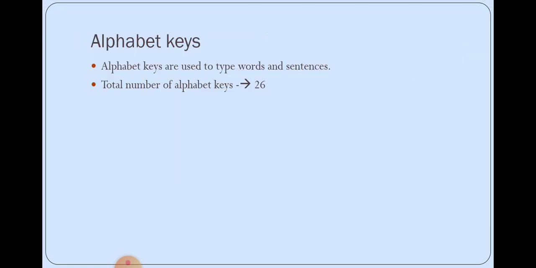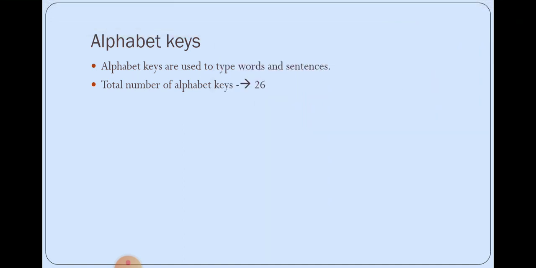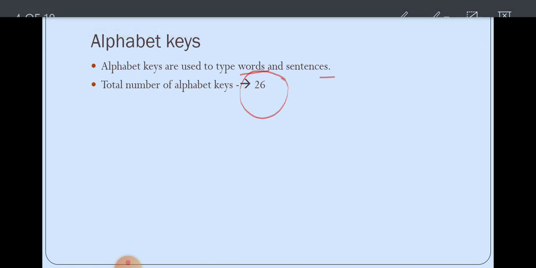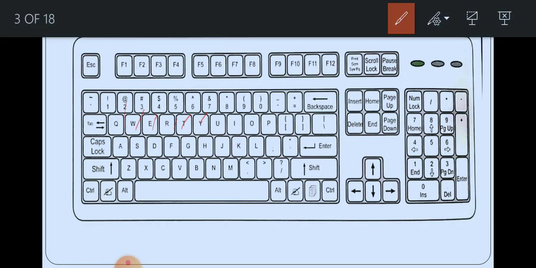Now let me discuss alphabet keys. What is the function of alphabet keys? Alphabet keys are used to type words and sentences. How many alphabet keys are there? A total of 26 alphabet keys are present on our keyboard. If you see this picture once again, you will find that these alphabet keys are present in these 3 rows, that is this row, this and this one. So this portion of the keyboard contains the alphabet keys.